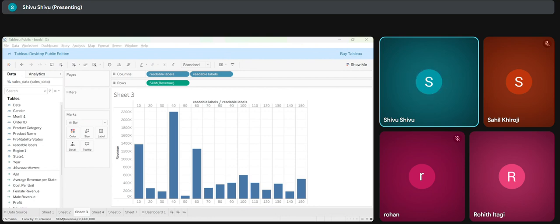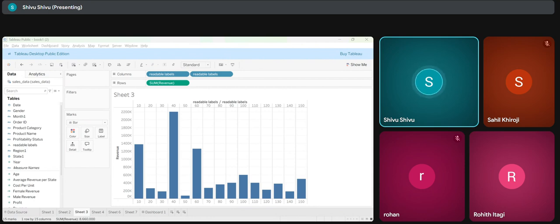In the next sheet, this bar chart shows the revenue for each month in the form of bars. The height of each bar represents how much revenue was earned in that month. Taller bars equal higher revenue, shorter bars equal lower revenue. A few months have very high bars, which means revenue was strong during those months. Some months have medium sized bars showing average performance. A few months have very small bars, meaning revenue was low.